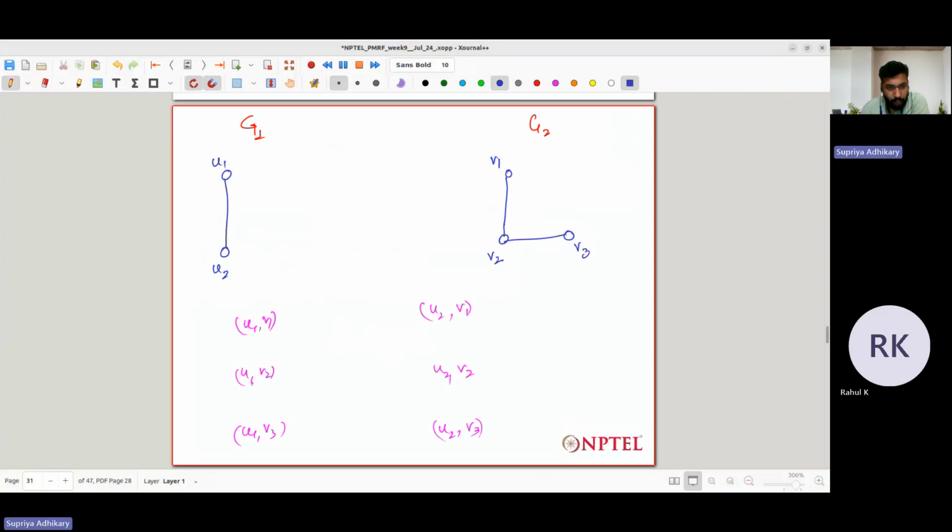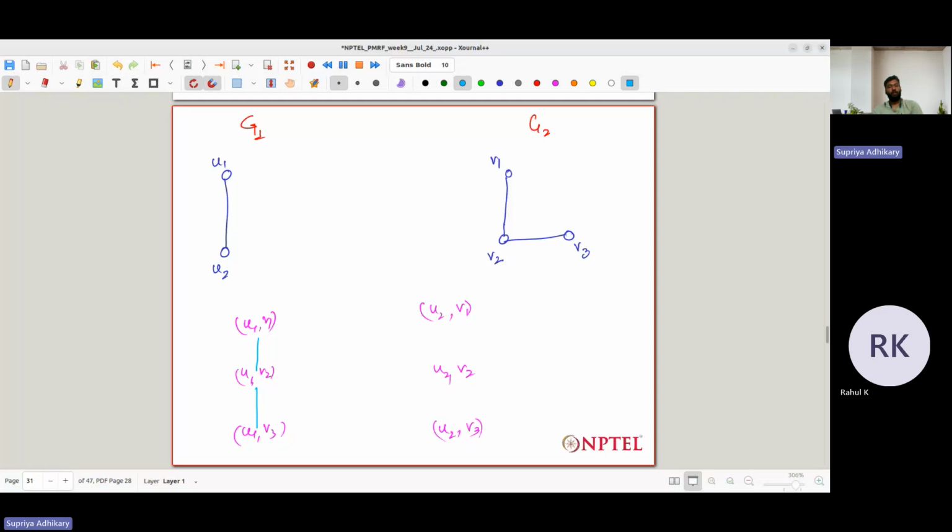So the condition is that if the first component is equal, then in the second component, if the vertices have an edge, then there will be an edge in this graph. So over here, with u1, v1 and v2 have an edge. So we can say that there is an edge from (u1, v1) to (u1, v2). Similarly, there is an edge from (u1, v2) to (u1, v3).